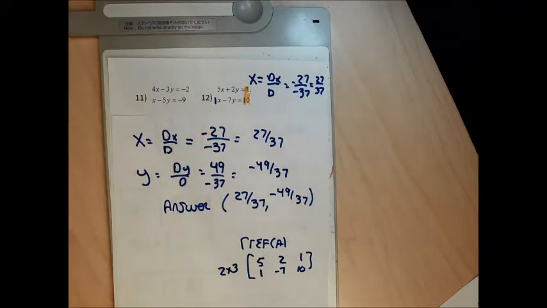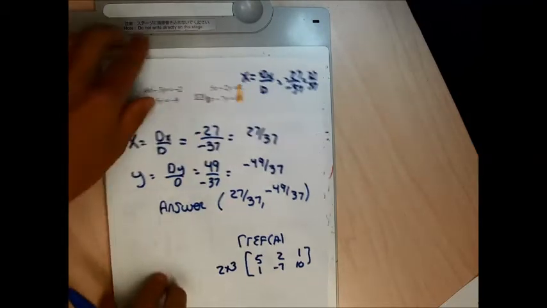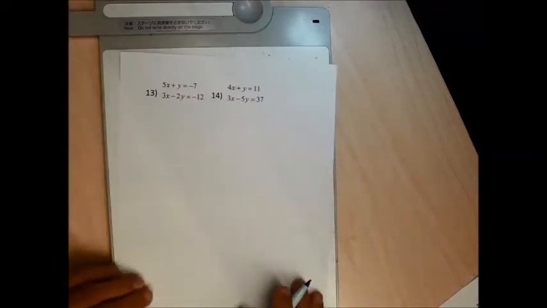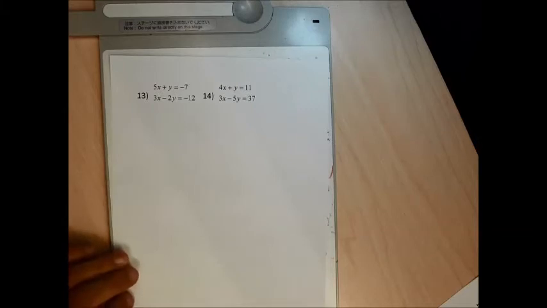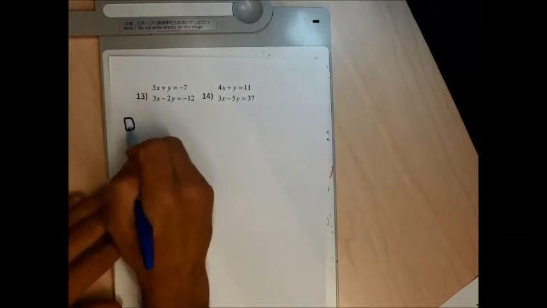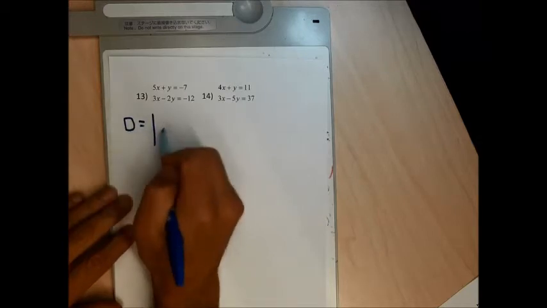Okay, so give 11 a go. I'll move on and do 14. For 14, I need to compute 3 matrices, 3 determinants. The first is going to be D. If I'm solving by Cramer's rule, I create determinants and get one more determinant than letters.